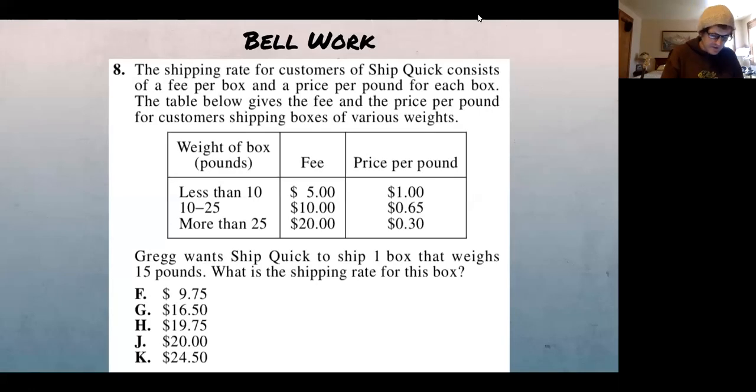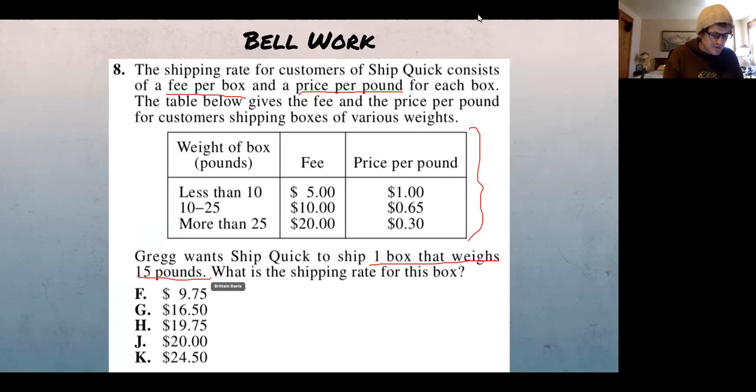We have a table here that we need to look at and figure out exactly what it's telling us. Basically, this company has two components to the price that it charges. Each shipping rate consists of a fee per box and a price per pound. So this particular customer has one box that weighs 15 pounds.